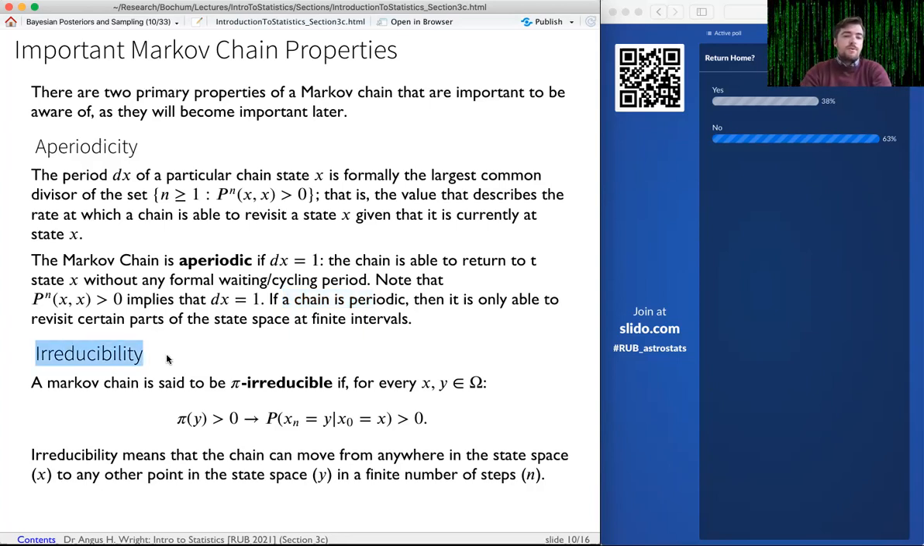The second thing is a concept called irreducibility, and that basically says that I can step to any location in the parameter space given a finite number of steps. So there are no parts of the state space that are off limits to me. I can always go from X to Y in a finite number of steps, assuming that the true probability of the target distribution at Y is non-zero. Because if it is 0, then you don't want to go there, so it doesn't matter. Okay, those are two important concepts.